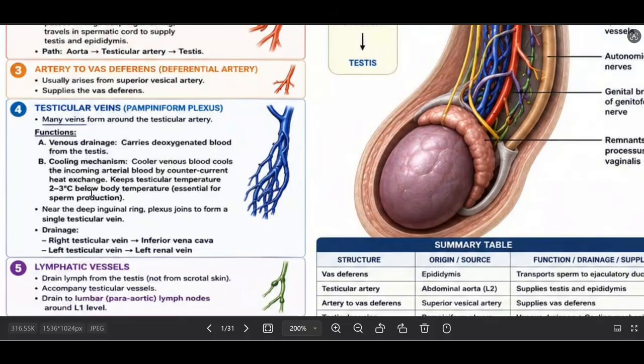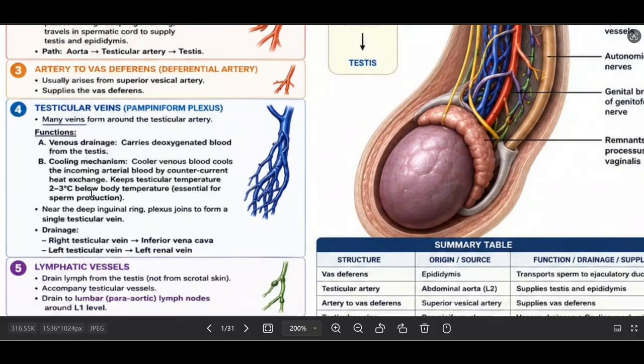We have already studied in the previous lecture that the testes originate in the abdomen during embryonic life, but why can't they stay in the abdomen and descend into the scrotum? Because they require 2 to 3 degrees Celsius below body temperature for sperm production.